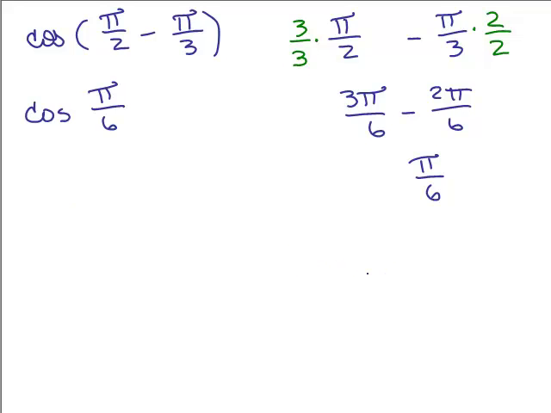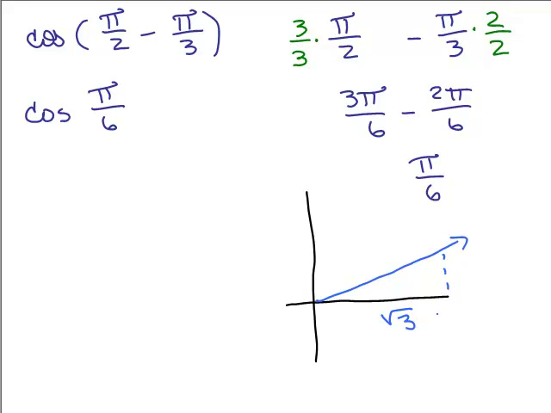And now we're going to look at the picture for pi over 6. And that's about right here. That's the 30-degree angle there. So the square root of 3, 1, and 2. And so the cosine is the x over the r, so that's square root of 3 over 2.